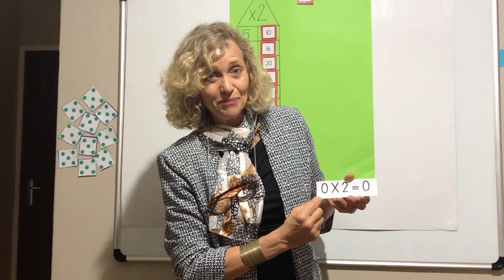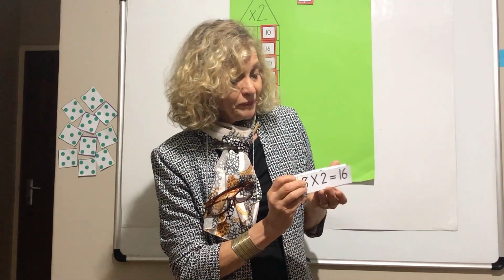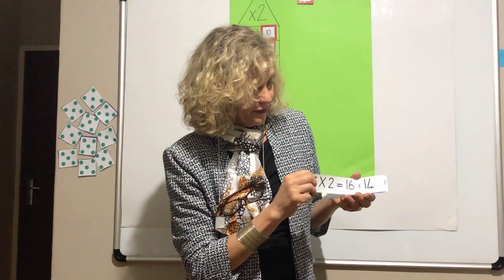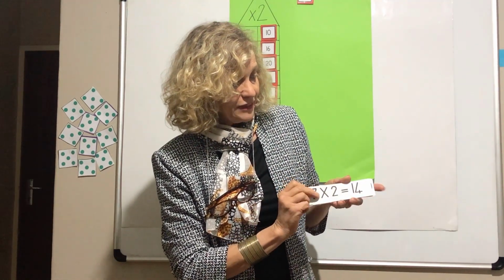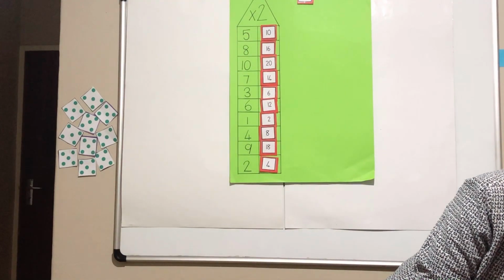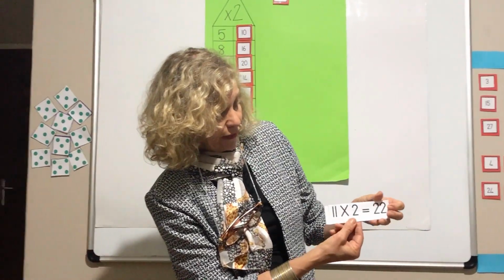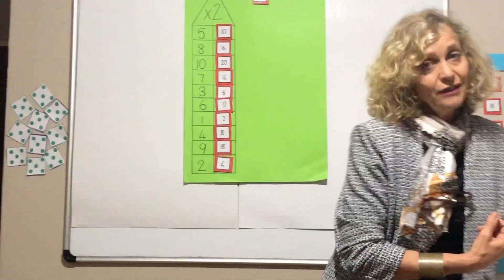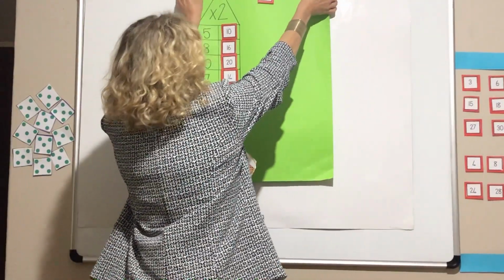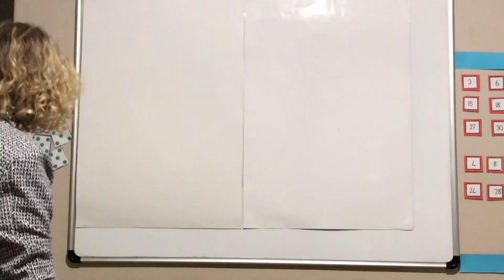And here's our sum. 0 times 2 is 0. 8 times 2 is 16. And 7 times 2 again is 14. And here is 11 times 2 is 22. Well done. We've done some revision on the 2 times table. And we are going to start studying the 5 times table.